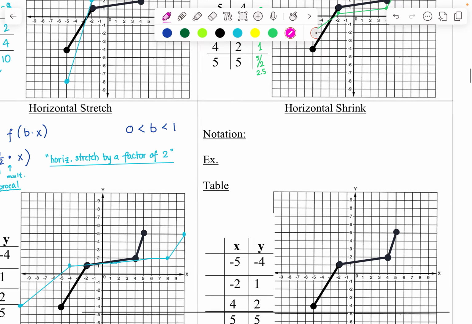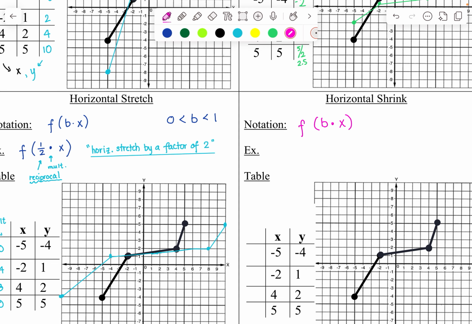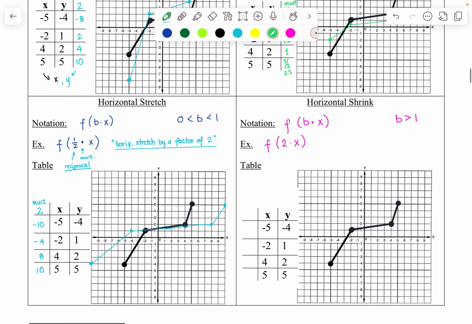So suppose we are looking at, again, f of b times x, only this time your b value, you guessed it, is greater than 1. So for example, I have f of 2 times x, right, 2x. I'm going to do the opposite, the reciprocal. Once again, I'm going to multiply. It's going to happen to my x because this is a multiplication that's happening to my x values. I'm going to multiply by the reciprocal.